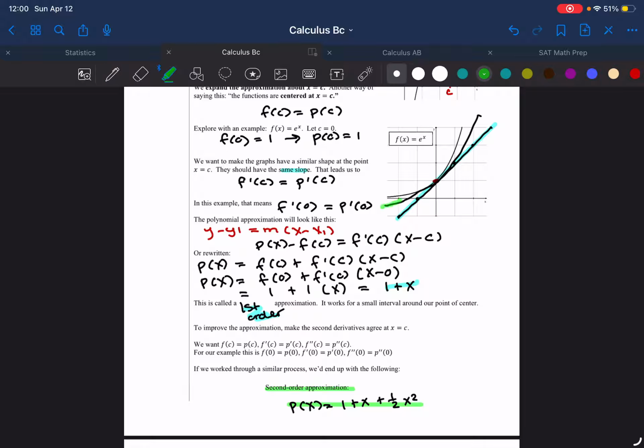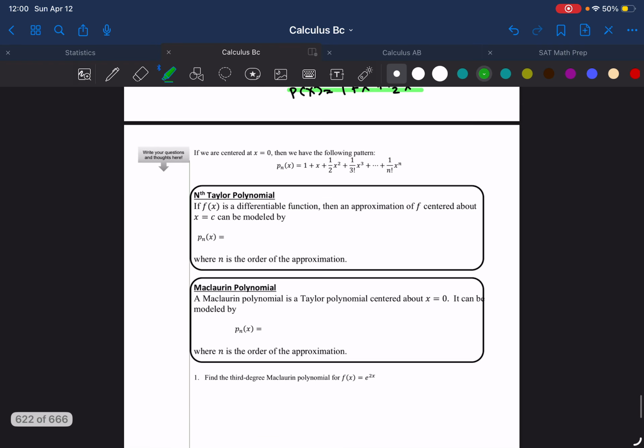I'm going to color code it to match. And so notice my second approximation is getting a lot closer to the original function e to the x. So my second order approximation is already much better than my first order approximation. Well, we can continue this process and do the third derivative, the fourth derivative, the fifth derivative, etc., to get the best approximation possible. So let's look at what that would give us.